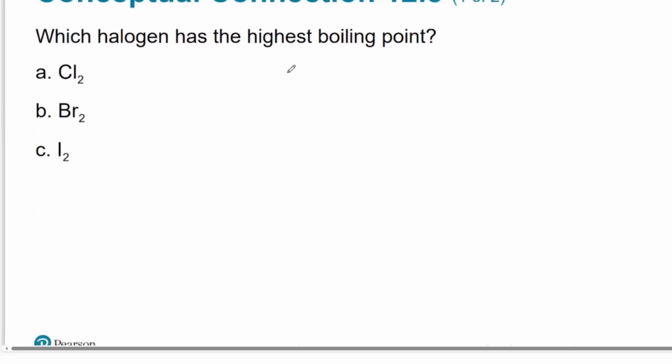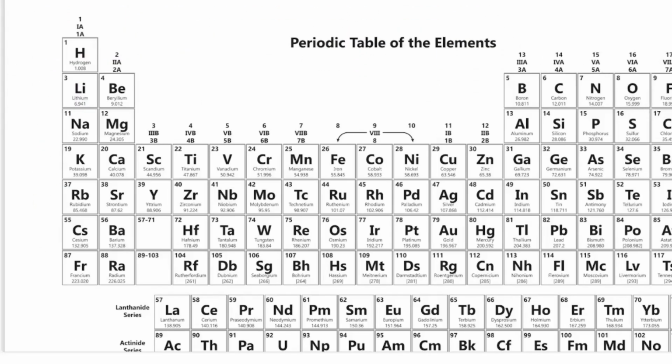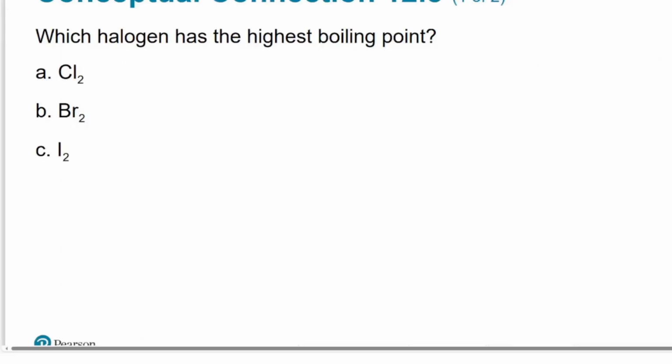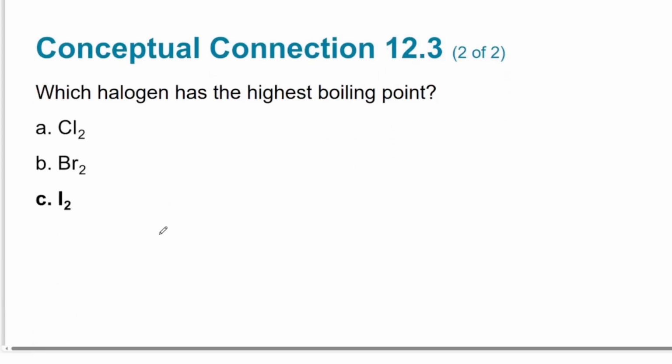So let's consider the halogens here: chlorine, bromine, and iodine. Which of these has the highest boiling point? Iodine does, because it's a larger molecule. It has larger atoms and therefore is more polarizable.